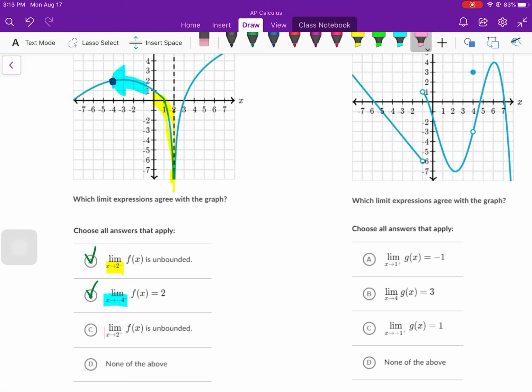What about the limit as x approaches 2 from the right? As x approaches 2 from the right, that's also unbounded. Remember we said that earlier, it's unbounded from both sides. So all of these would apply.